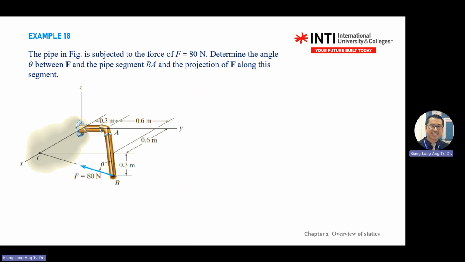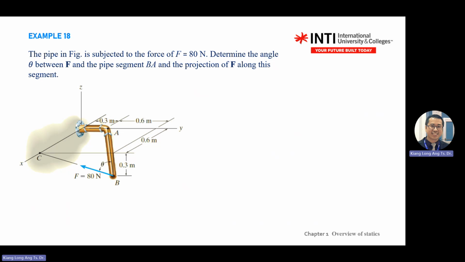Okay, so you are seeing these three-dimensional things. Again, the first step is to draw the diagram. Draw the diagram. Look at the question. The question gives you a force with the angle. Determine angle theta between the force and the pipe segment BA. So BA means this direction, B to A means this direction. And projection of force along this segment. It asks you to find the projection of force along this line.